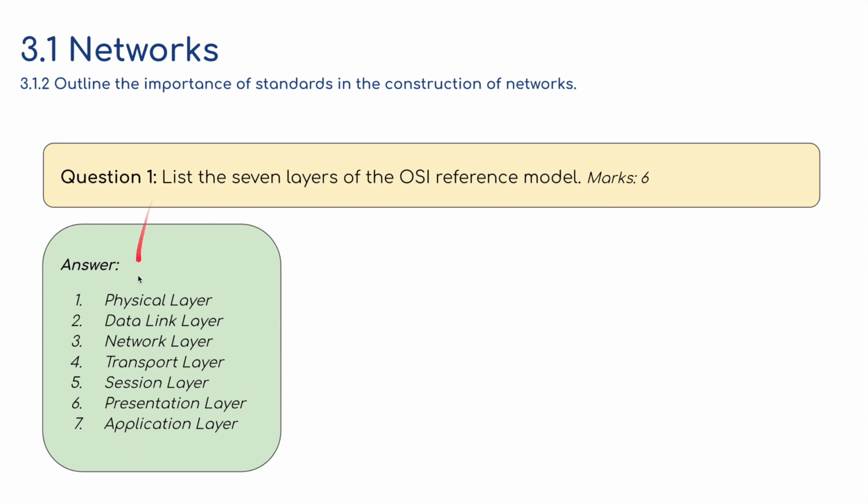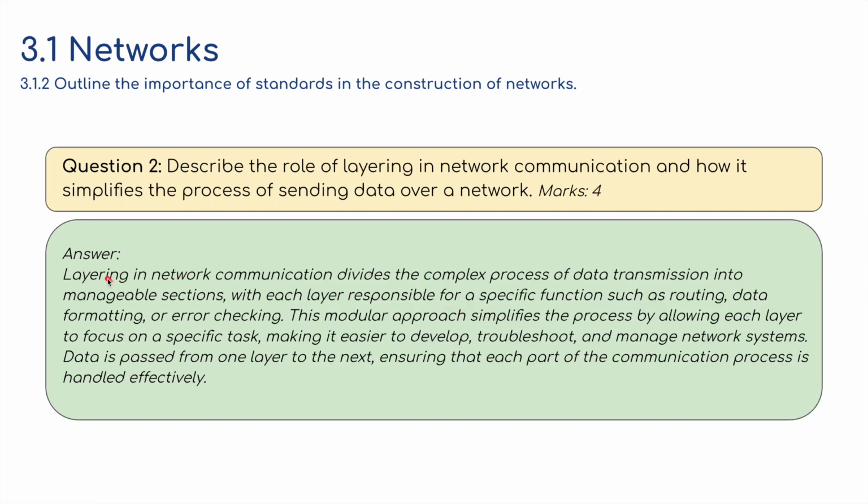So here we go. There are the 7 layers: physical, data link, network, transport, session, presentation, application. Question 2: layering in network communication divides the complex process of data transmission into manageable sections, with each layer responsible for a specific function such as routing, data formatting, or error checking. This modular approach simplifies the process by allowing each layer to focus on a specific task, making it easy to develop, troubleshoot, and manage network systems. Data is passed from one layer to the next once that layer is done with it, ensuring that each part of the communication process is handled effectively.